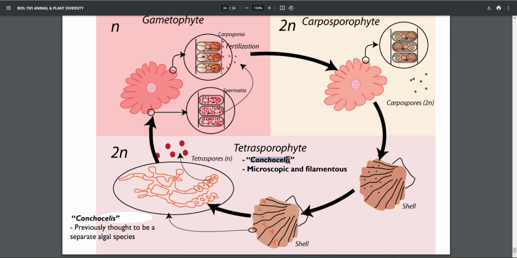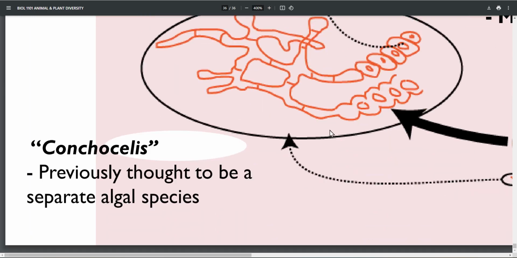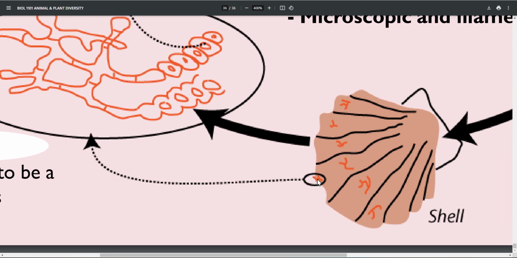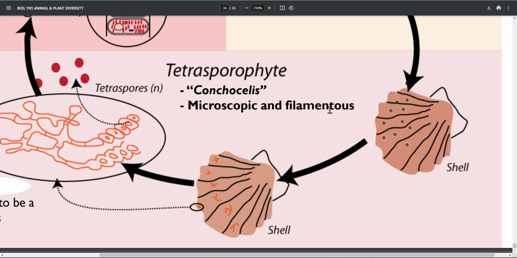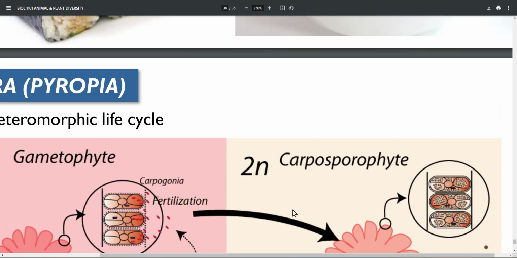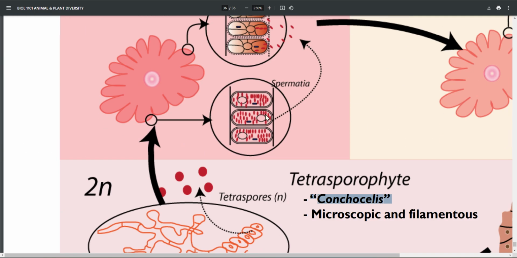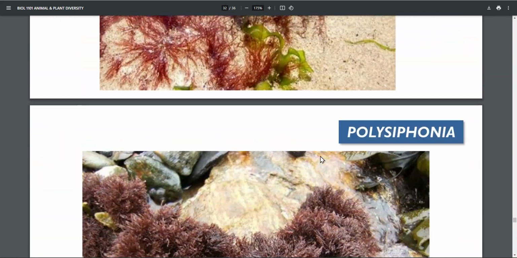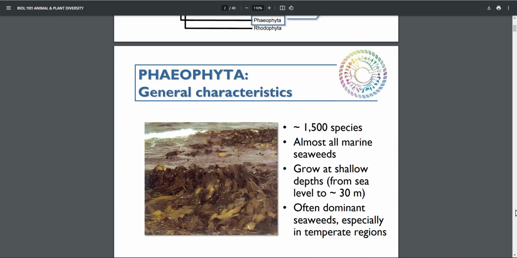And this word, conchocelis, which actually describes the tetrasporophyte, was originally thought to be a separate algae species. But no, it isn't. It's actually just a part of the life cycle of this genus, Porphyra. So yeah, that is all about red algae. We will then move on to brown algae.